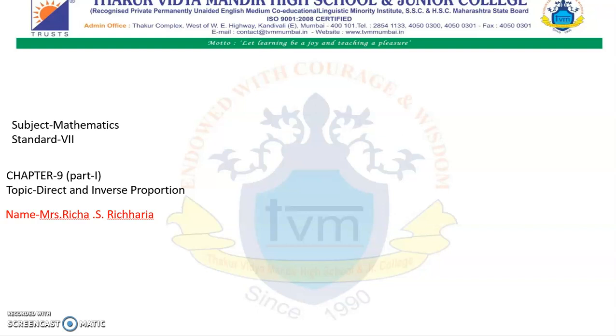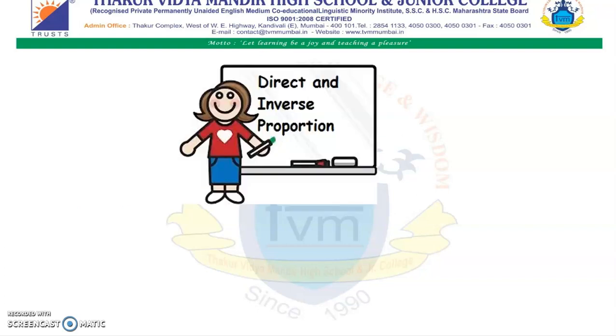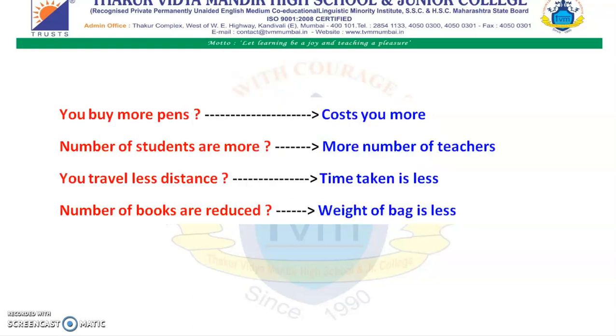Subject Mathematics, Standard 7, Chapter 9, Part 1. Topic: Direct and Inverse Proportion. Children, let us understand what is direct and what is inverse proportion. Let us see some examples.